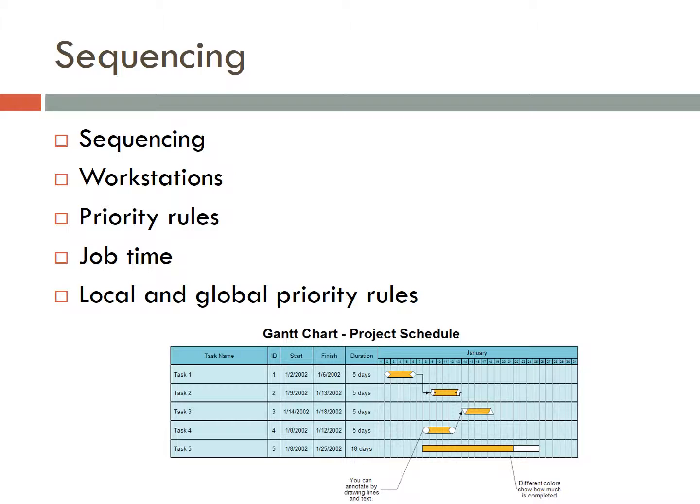Priority rules can be known as either local or global. If they're local, then they focus on information that has to do with a single workstation when it's establishing a job sequence. And global is when there's incorporated information from multiple workstations when establishing a job sequence.